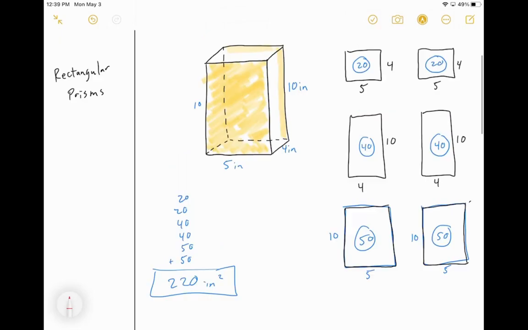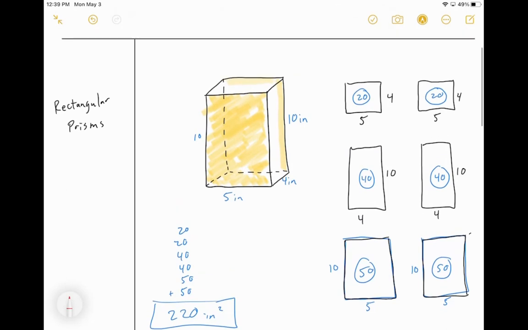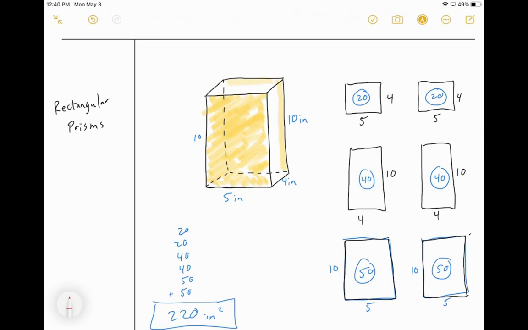Or, there's a lot of different ways. Some people like to do just 3 of them and then double it. There's a lot of different ways that you can operate these problems. Again, what you want to do is make sure that you account for all 6 of the sides. And when you add up all 6 together, that's what the surface area is.